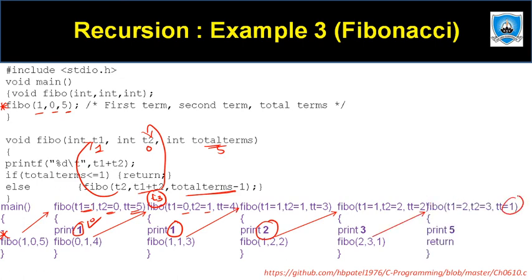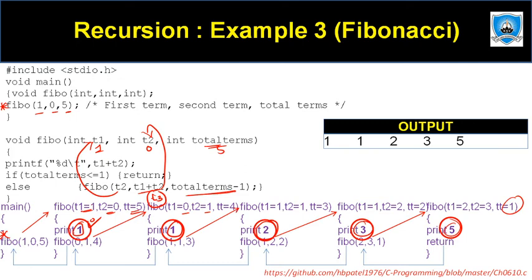So likewise, just keep on going, and when this total term is less than or equal to 1, at that time we'll be returning. But we are not returning any value, we are just going back. By the time 1, 1, 2, 3, 5 have already been printed. So in output you'll get this 1, 1, 2, 3, 5. Right, and you can get this code on this link of the GitHub repository.